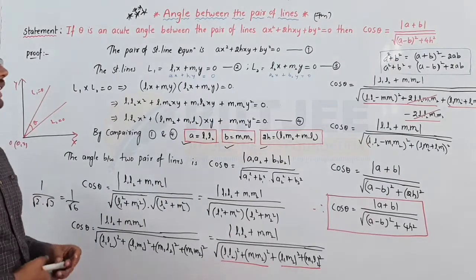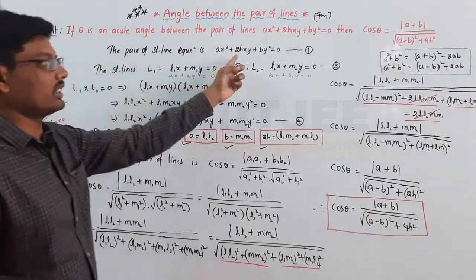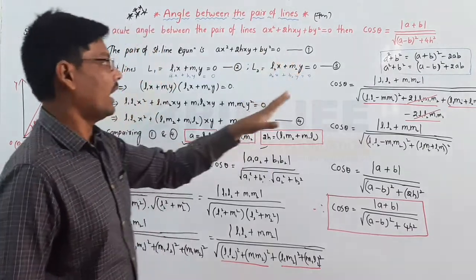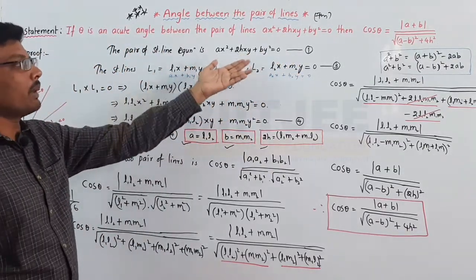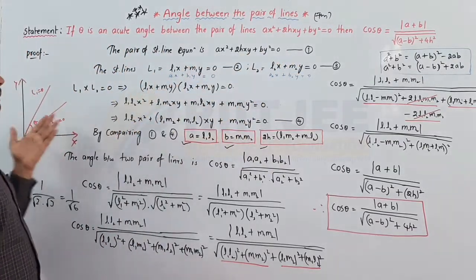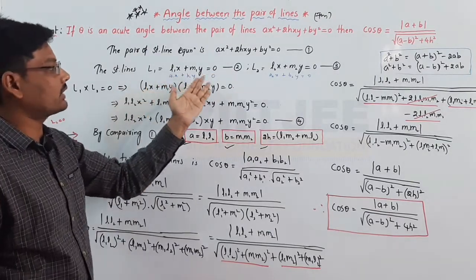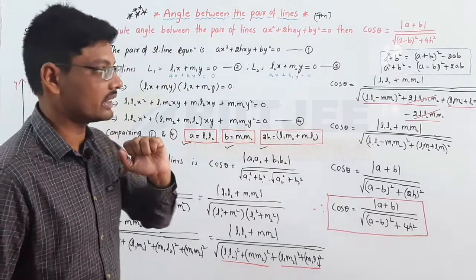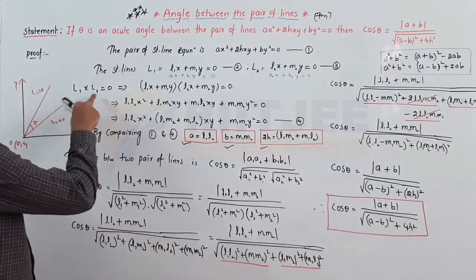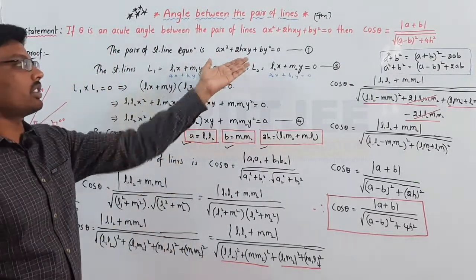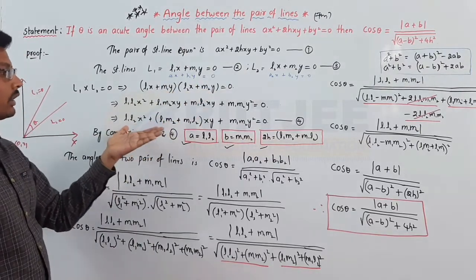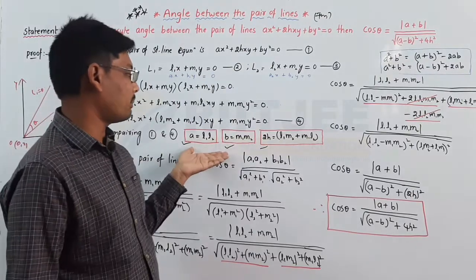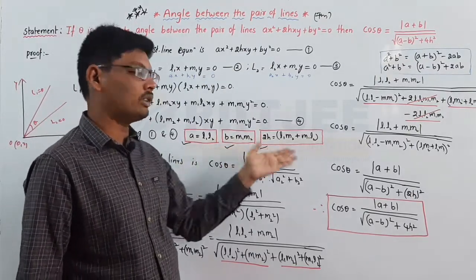Here we have a pair of straight lines. So the pair of straight line equation, this is the one, x square plus 2hxy plus by square is equal to 0, and this is framed by taking two straight lines which are passing through origin. That's why L1x plus M1y is equal to 0, L2x plus M2y is equal to 0. I am taking two straight lines here. So I am multiplying. After multiplying, I am comparing this equation with this equation. After comparing, we will get the values of A, B, 2H here.